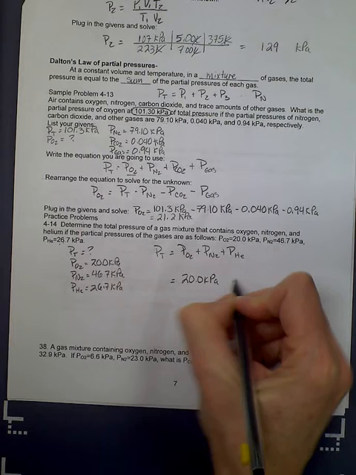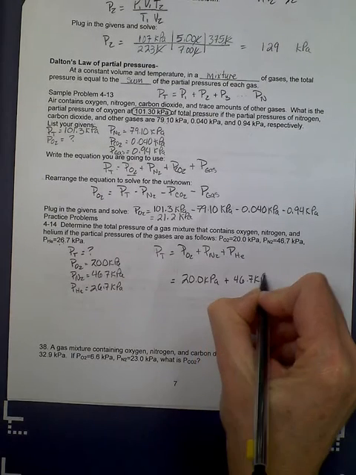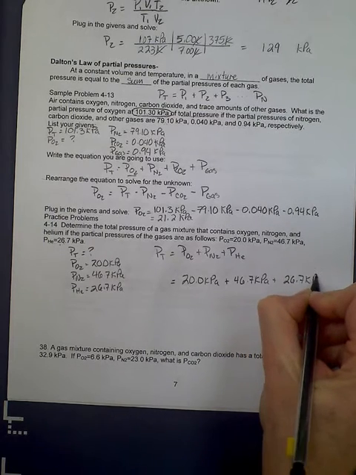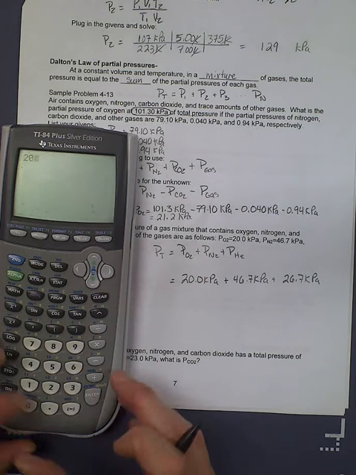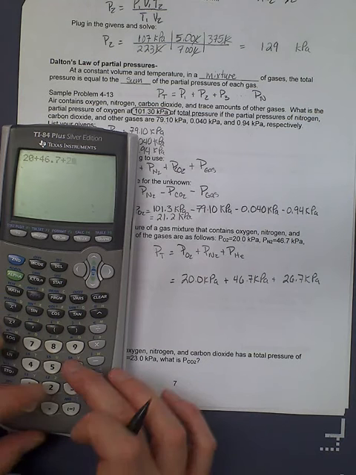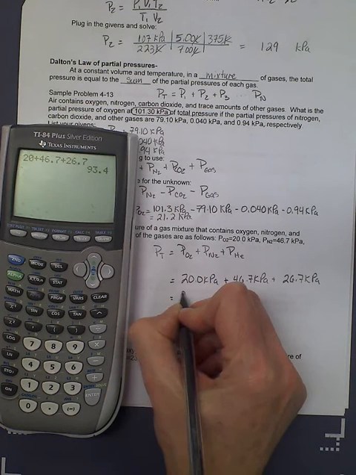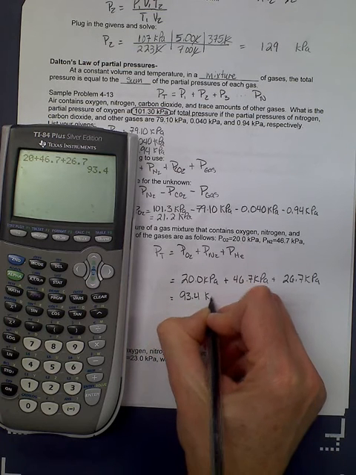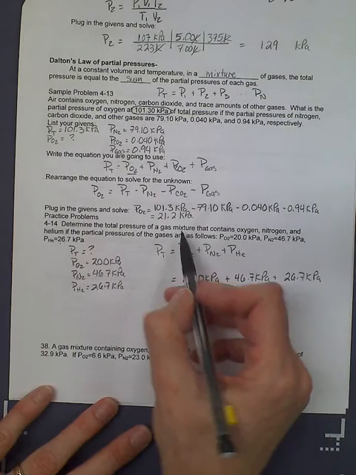Gotta like Dalton's. Kilopascals and 26.7 kilopascals. Let's see if we can simply add these up. 20 plus 46.7 plus 26.7 gives us a total pressure of 93.4 kilopascals. So that's our total pressure for this gas mixture.